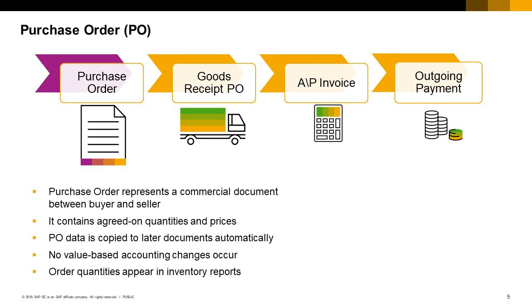Now let us take a detailed look at the first step in the purchasing process, the purchase order. A purchase order is a commercial document issued by a buyer to a seller specifying the items or services that the seller will provide the buyer. The purchase order includes the agreed-to quantities and price for the products listed. How is the information stored in the purchase order used?